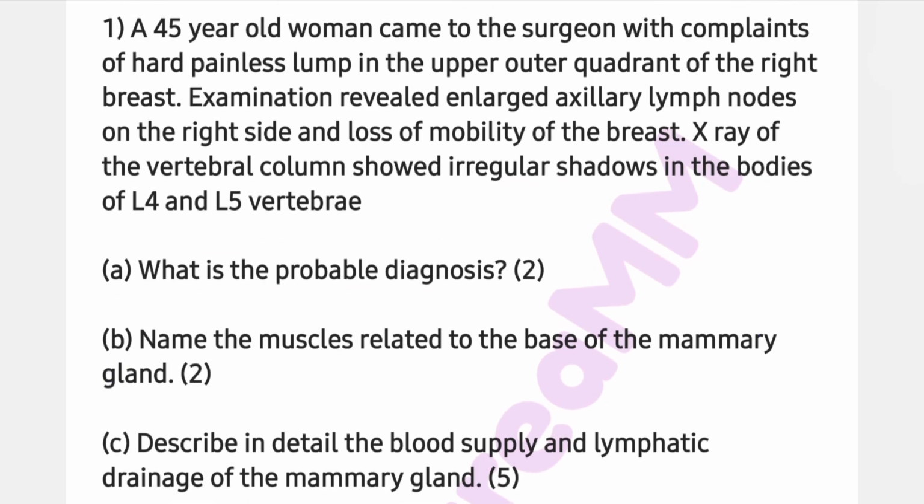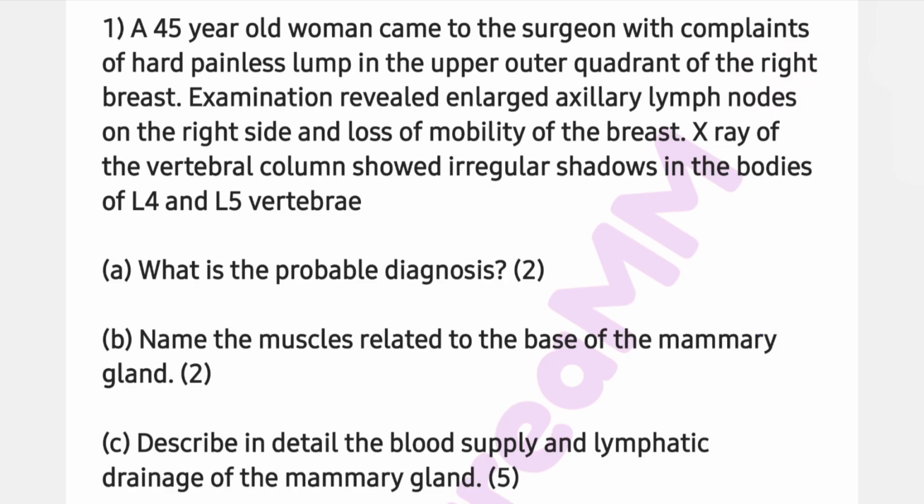So whenever you come across this type of question, the most common clue they would give is a lump. What is a lump? A lump is an abnormal mass or thickening of breast tissue. Another clue they give is an enlarged axillary lymph node. Another clue is that mobility of the breast is lost. Sometimes they can also give retraction of the nipple, retraction of the skin, or peau d'orange. Okay, these are all suggestive of breast cancer. Sometimes they might also expect you to write the side on which it occurs. So here they have clearly mentioned it as right side. So remember to include that also.